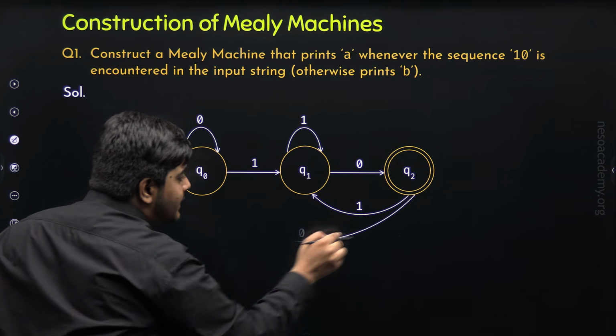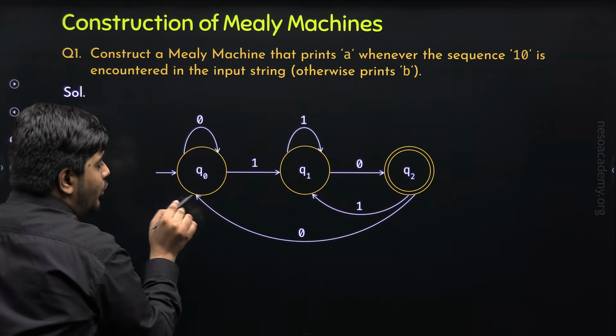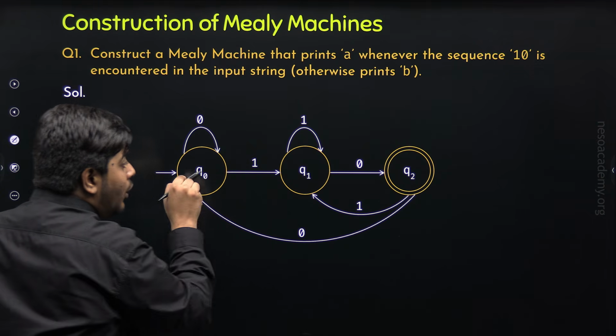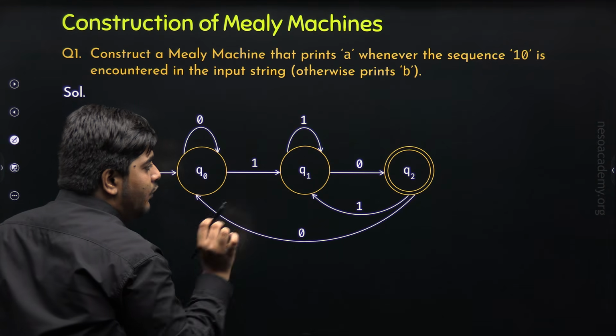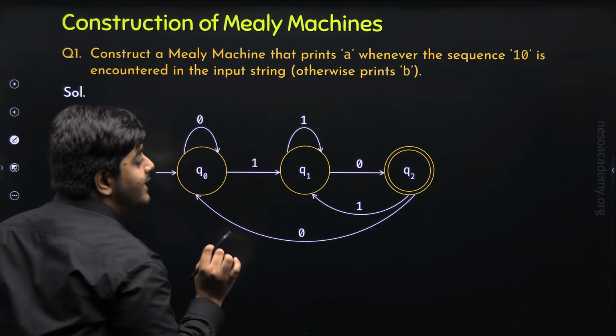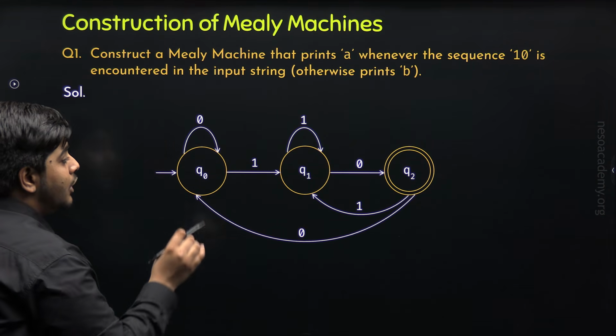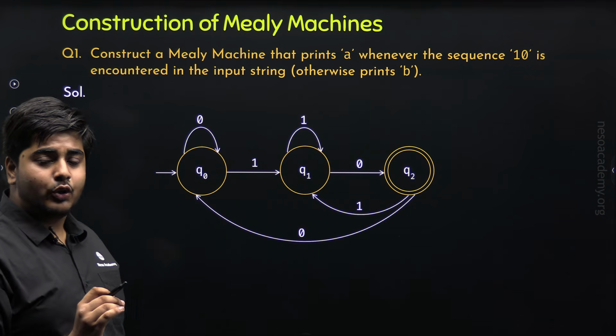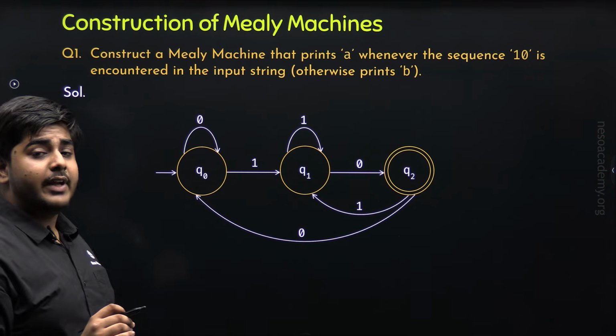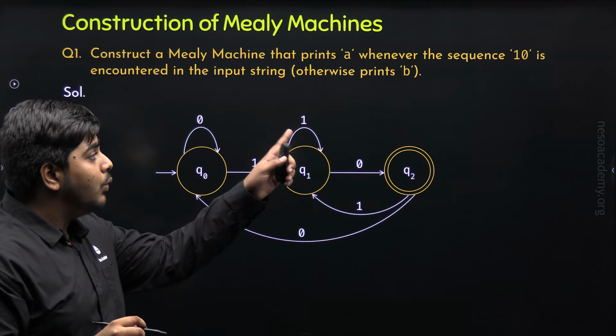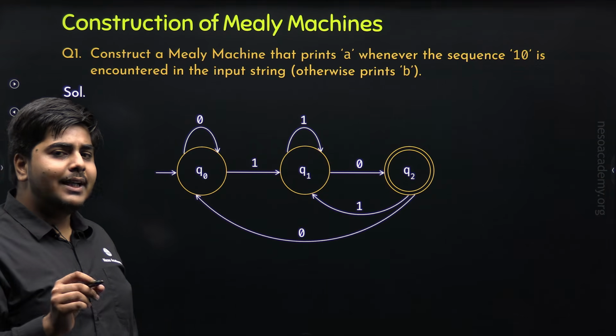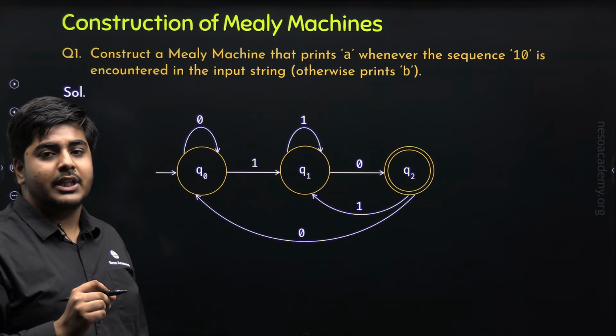So if 0 comes, I need to go back to the initial state Q0 so that I can get 1 0 again in the ending of the string, and my string will get accepted by this DFA. So this is the deterministic finite automata for accepting the strings ending with the sequence 1 0. But our goal is to construct the Mealy machine.